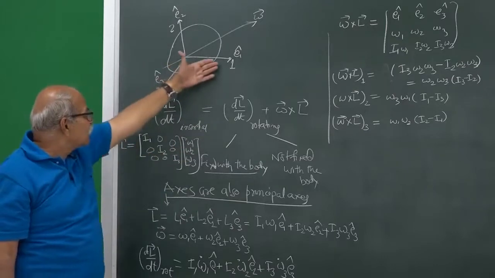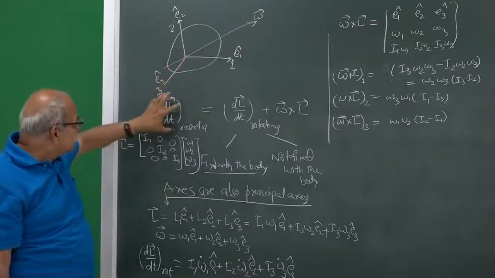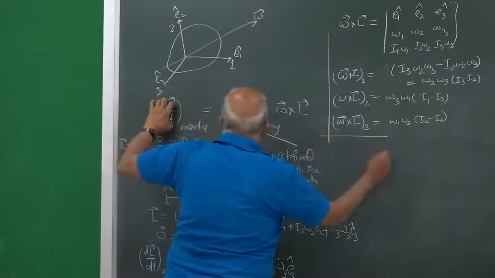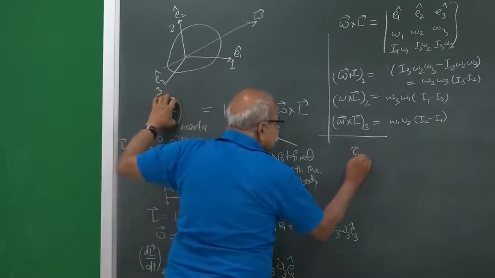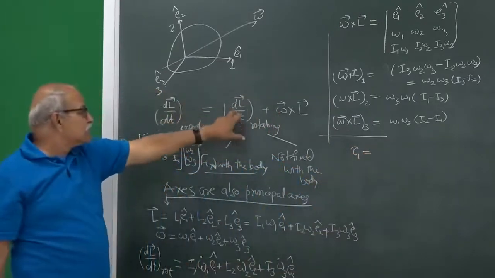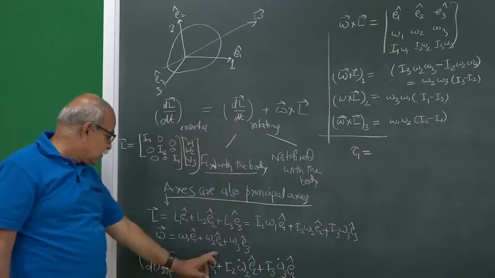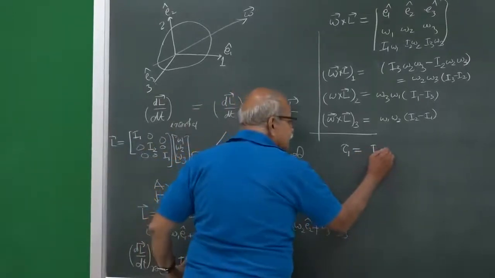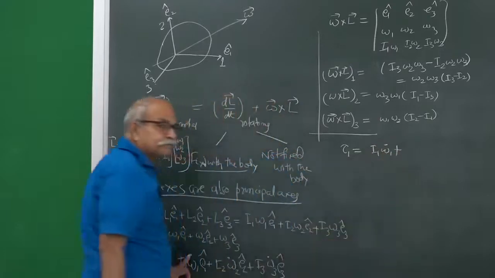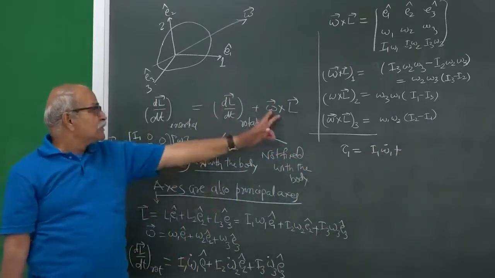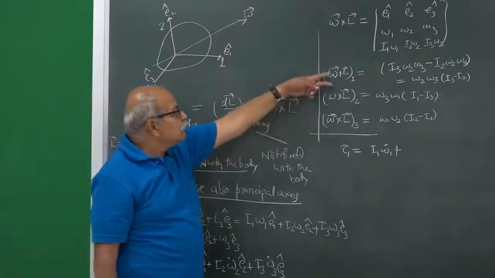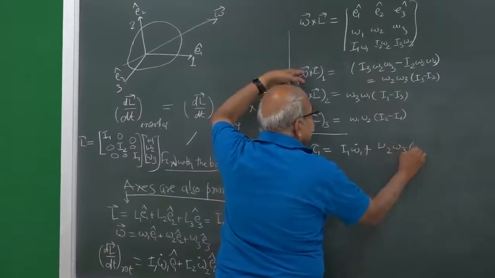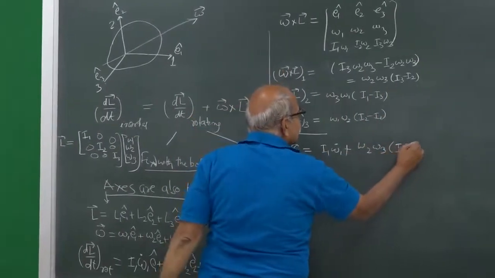So, the one component in this direction will be tau 1, one component of the torque. So, now we are writing this equation: one component of the torque is equal to one component of dL/dt, which is I1 omega 1 dot, plus one component of omega cross L, which is here. So, it is plus omega 2 omega 3 times I3 minus I2.